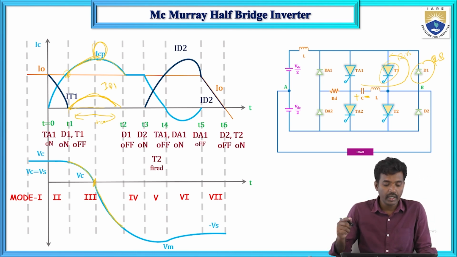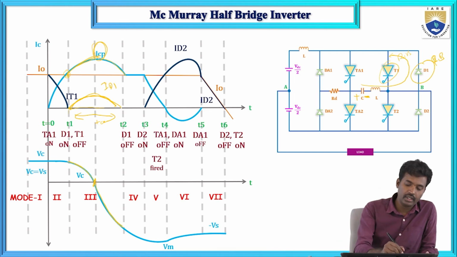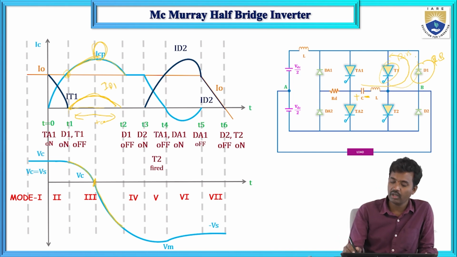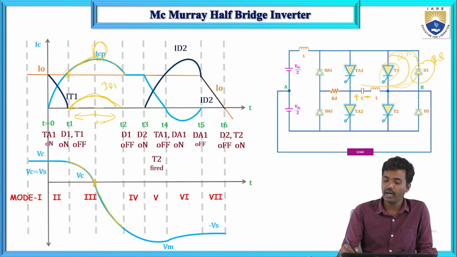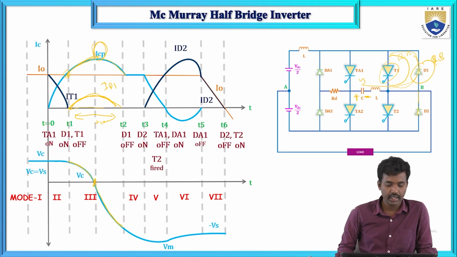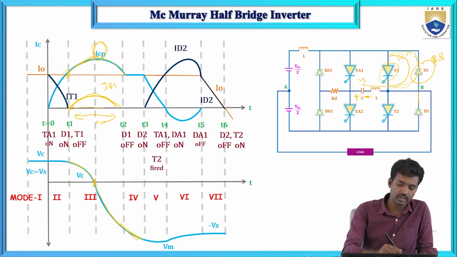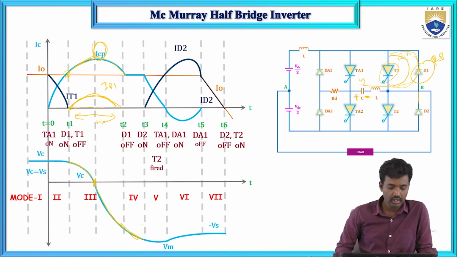Now at the end of mode 3, at T2, D1 will be turned off, since this side is minus and this side is plus. When the capacitor voltage exceeds the Vs value, the D2 diode will conduct. I will explain that. So D2 will conduct.